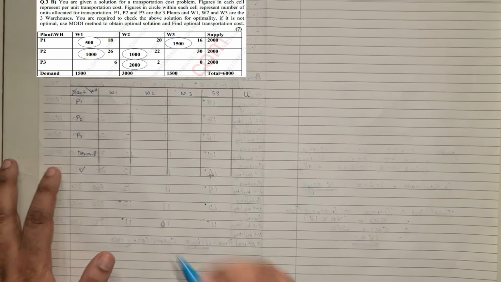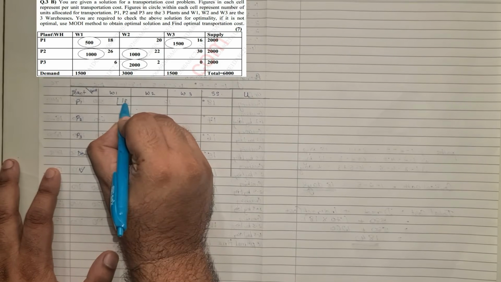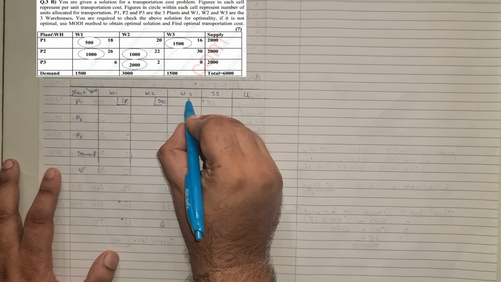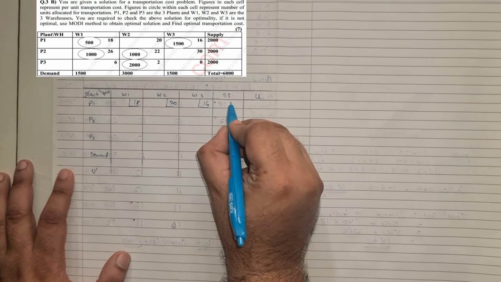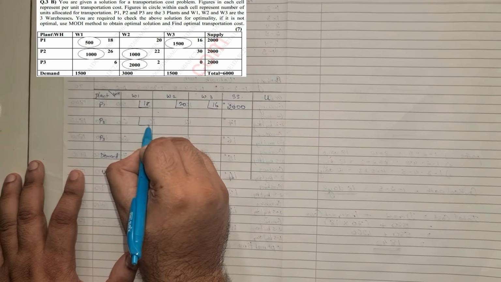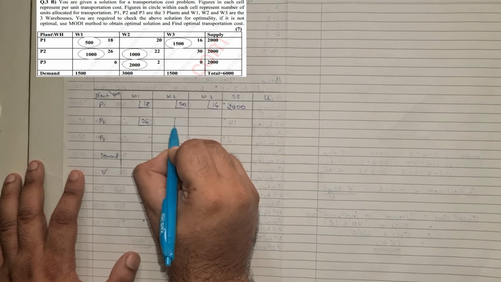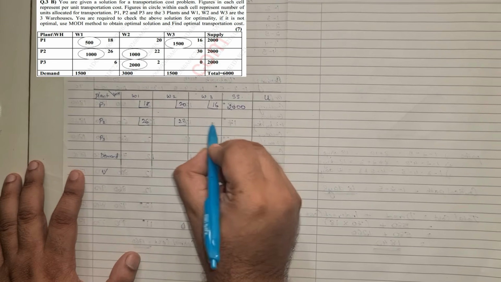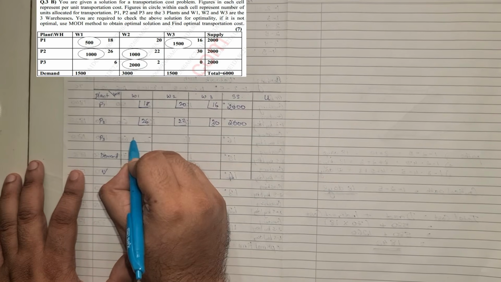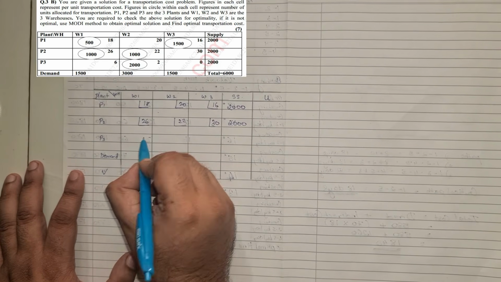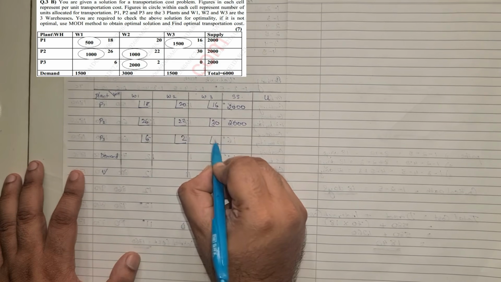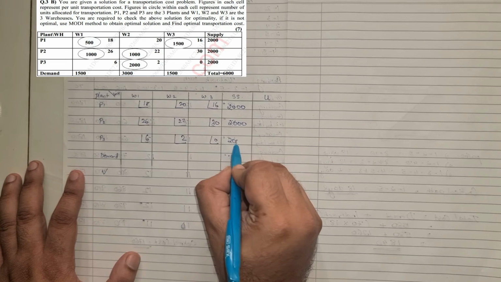Okay, they have given you some values, so we'll first note down those values. So it's given 18 the cost, 20, 16, the supply is 2000, 26, 22, 30, 2000, and last one is 6, 2, 0 and 2000.